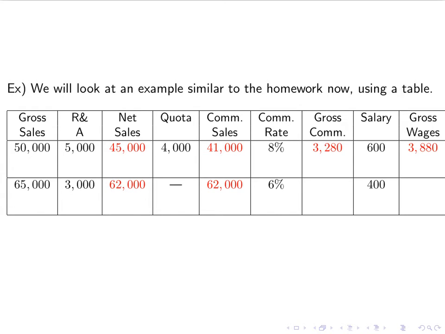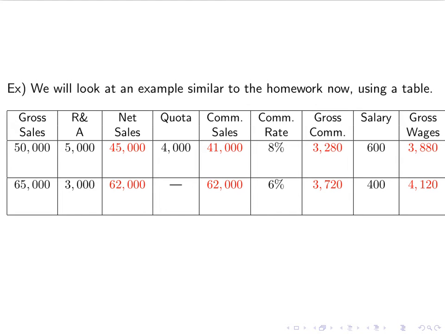Next step, find my gross commission. Again, I'm going to take 6% of 62,000. 62,000 times 0.06 gives us 3,720. So we have that much in commission. We also have $400 in salary. We add them together, and we get $4,120.